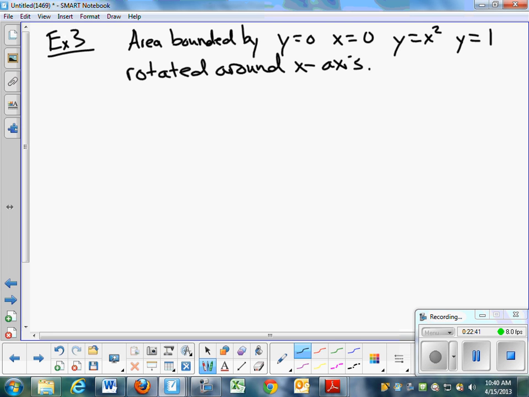So now this is the problem. Okay, we're going to take the area bounded by the first quadrant, y equals 0, x equals 0. Then we're going to go x squared, y, and y equals 1. And we're going to rotate it around the x-axis. Now, this creates a little bit different scenario.